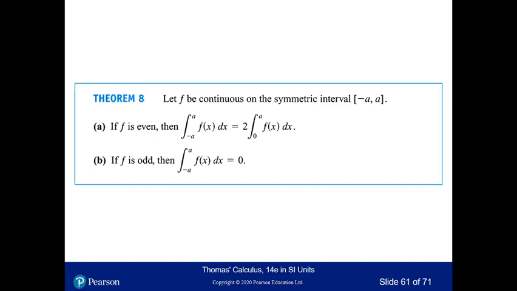This is the summary. Theorem 8: f is a continuous function on the symmetric interval. So symmetric interval is important here, right? Negative a to a, negative 5 to 5, negative 1 million to 1 million, negative 25 to 25. Okay, if f is even, then the integral is twice the integral from 0 to a of f of x dx, and if f is odd, it is automatically 0.